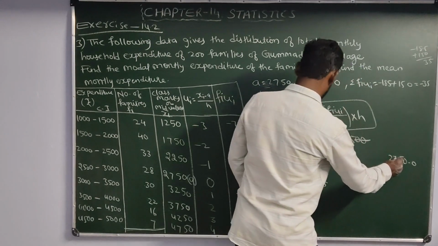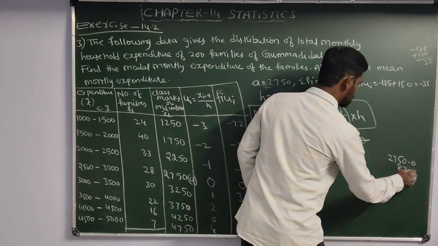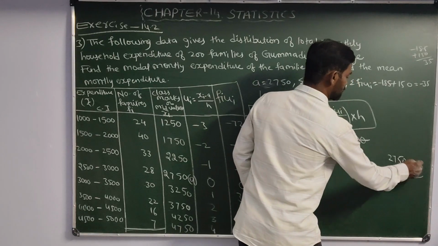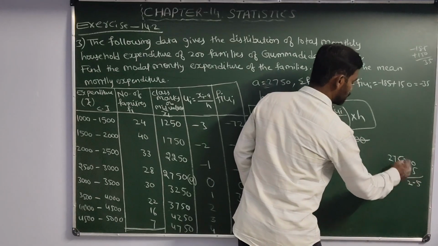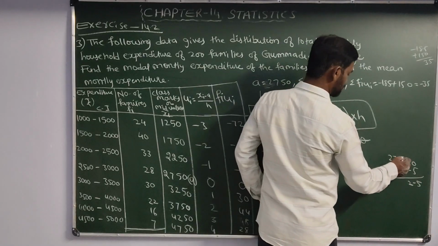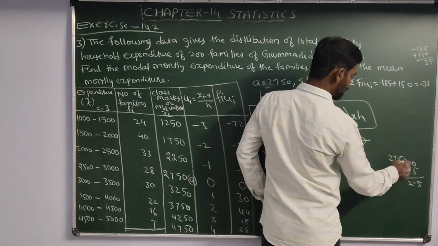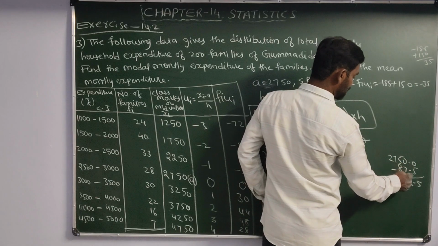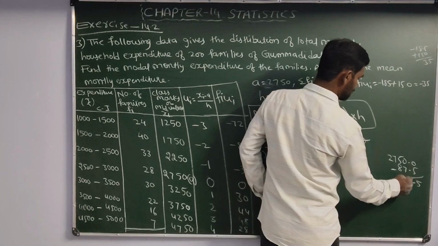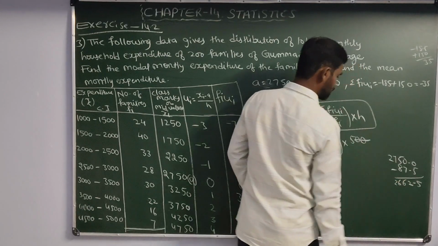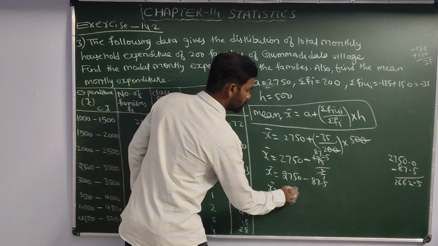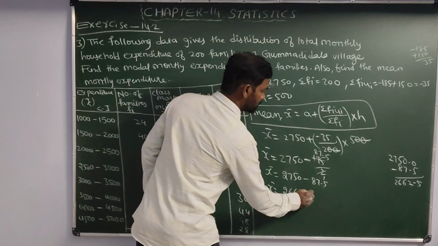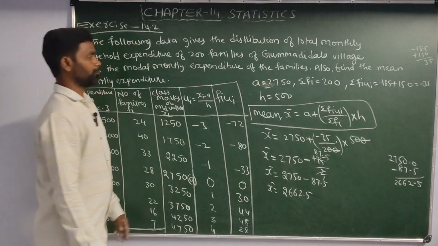2750.0. From this, if you subtract 87.5, 10 minus 5 is 5. Here 9 minus 7 is 2. Next, 14 minus 6, 8, it is 6. It is 6 2. Answer is x bar is equal to 266.5. That is the mean.